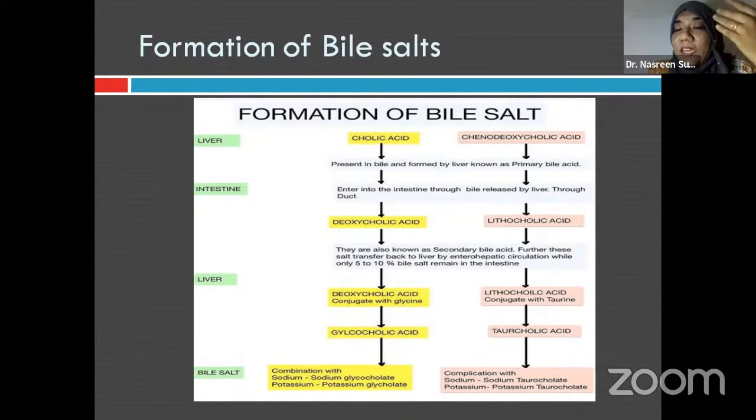And if it is combining with taurine, we get taurocholic acid. Taurocholic acid, when it is combining with sodium, is called sodium taurocholate, and if it is combining with potassium, it is called potassium taurocholate.